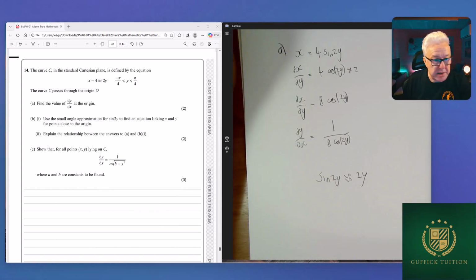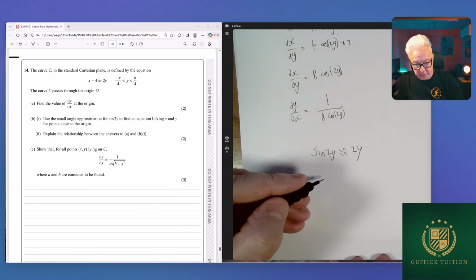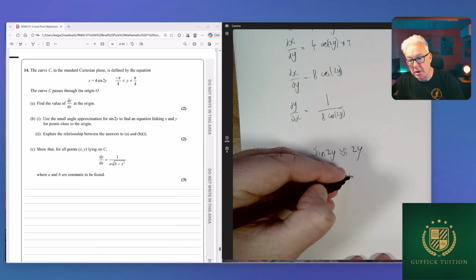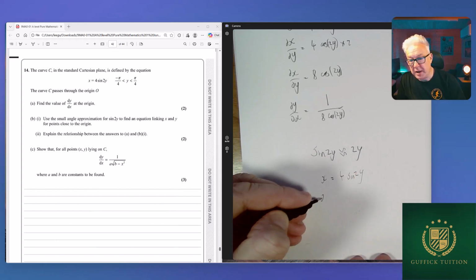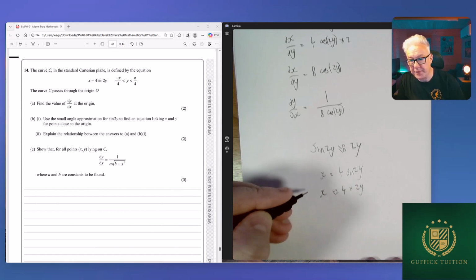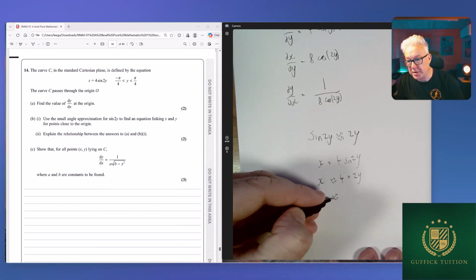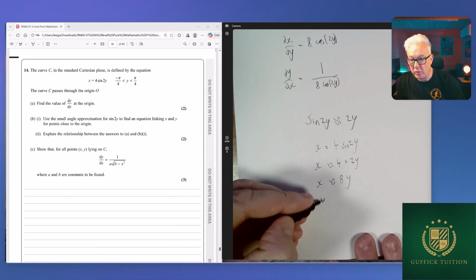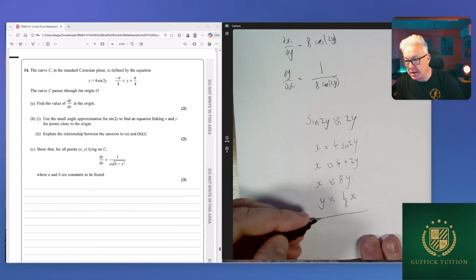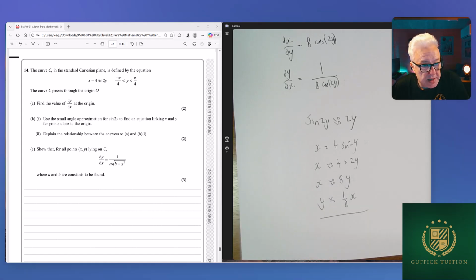Now we've got to find the equation linking them. We have that x is equal to 4 sine 2y. So x is approximately equal to 4 times by 2y. So x is approximately equal to 8y. So y is approximately 1 over 8x, like so. So that's our equation there, so that's B part 1 done. This is the equation that links x and y for points that are close to the origin.